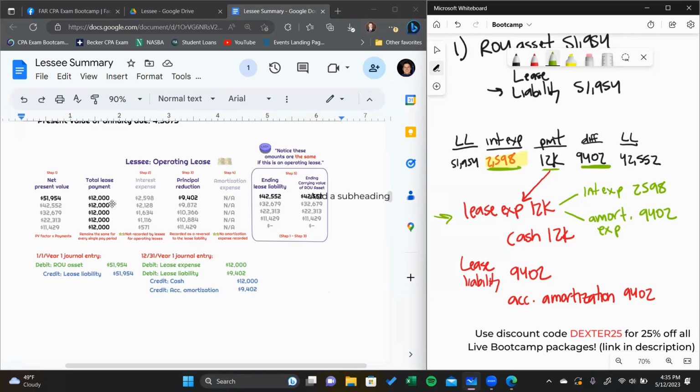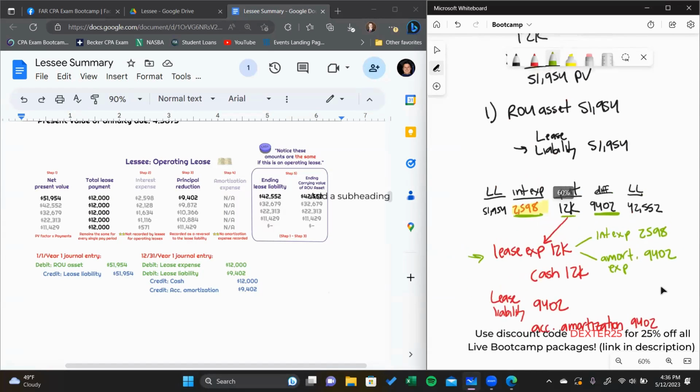But remember, the lease expense is still the same, $12,000, which means the portion of lease expense that is coming from amortization is higher. And you can see the portion that's coming from amortization is $9,872. So the interest expense component of lease expense will get lower over time, and the amortization expense component will grow over time in order to keep lease expense fixed throughout the life of the operating lease.